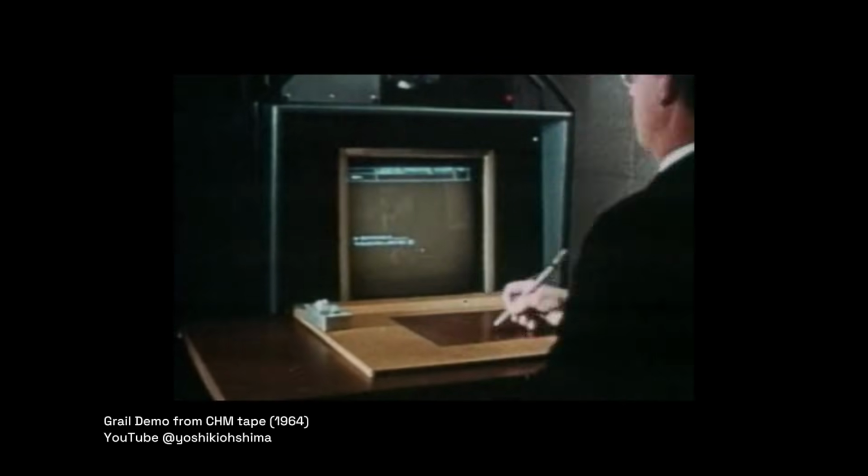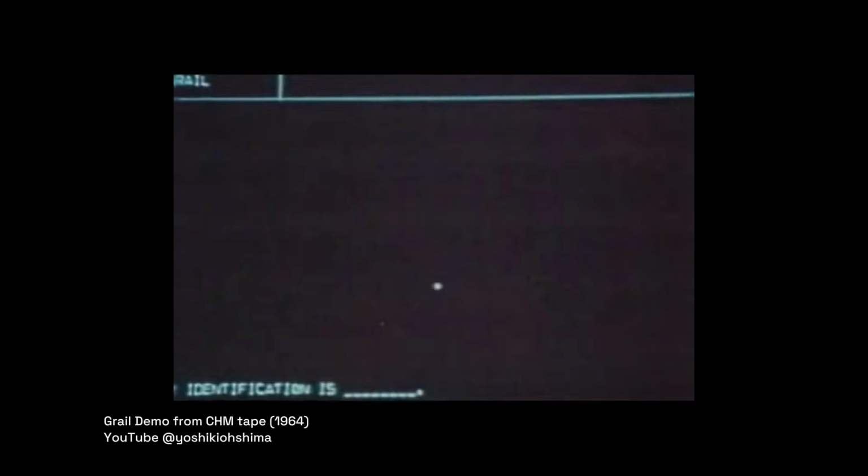This is the RAND tablet. It was a flat surface covered in a printed circuit grid that tracked a stylus in real time. The stylus tip was pressure sensitive, deliberately calibrated to feel like writing with a real pen. Running on the tablet was GRAIL, or the Graphical Input Language. It recognized a vocabulary of handwritten characters and symbols in real time.